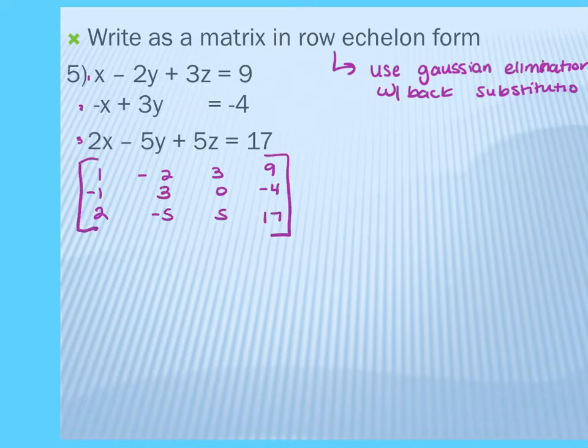And remember, there's a lot of ways you could approach it, but the first one that I would recommend is getting the 1 in this location, which it's already there. And then I'd work my way down. So if I want a 0 here, I can simply add row 1 and row 2. And I get 0, 1, 3, 5. Then I'm going to replace row 2 with that because row 1 already has the 1.